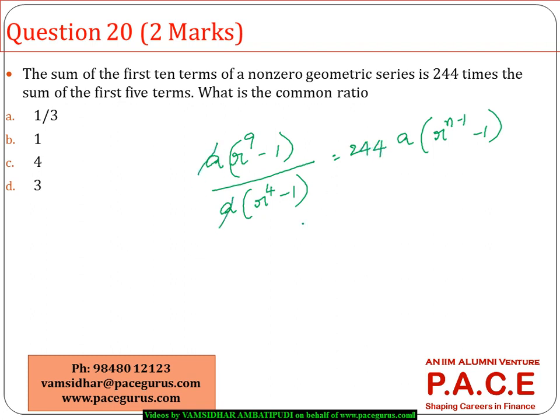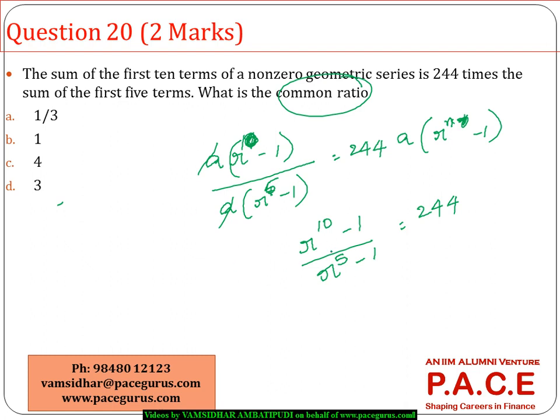So the ratio between these two is working out to around 244. So simplifying it, a into r to the power of n minus 1. So r to the power of 10 minus 1 by r to the power of 5 minus 1 is equal to 244. Either I can do it intuitively, or I can substitute these values, because the question is about finding the common ratio r. I can substitute any one of these values and I can try it out.